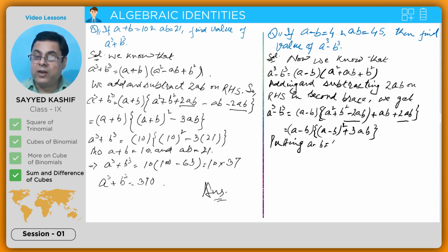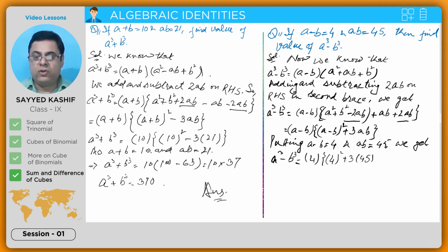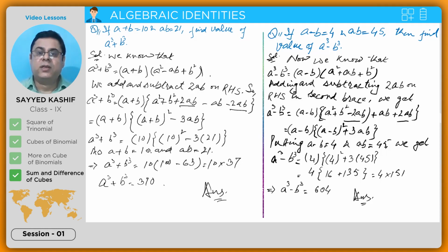Putting the values of a minus b equal to 4 and ab equal to 45 in the above expression, we get a cube minus b cube is equal to 4, that is a minus b, curly braces, into (4 squared plus 3 into 45), curly braces closes. That gives us 4 into (16 plus 135), that is 4 into 151. So a cube minus b cube equals 604. This is our final answer.